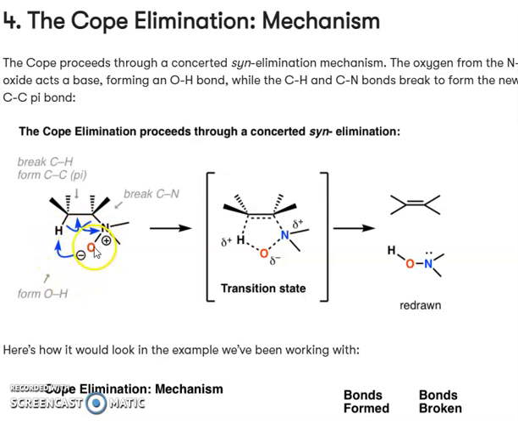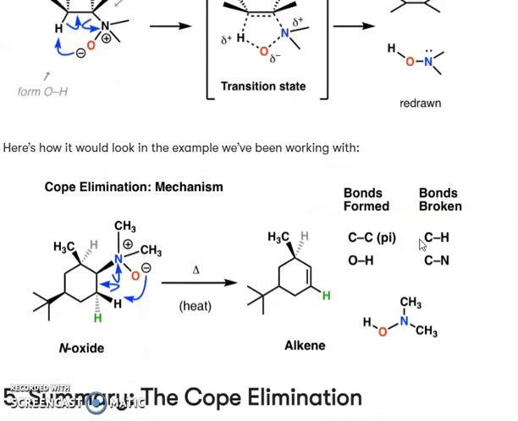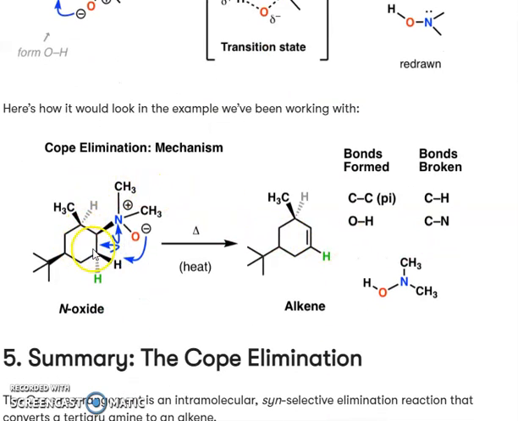So you can focus on here. These two centers are going to break, and this is in a transition state, forming this bond. So in the Cope elimination mechanism, you can see how the N-oxide takes this hydrogen, and you can see this is shifting and here the bond is breaking. So alkene pi bond forms, C-C, N-O-H, and this bond is broken.